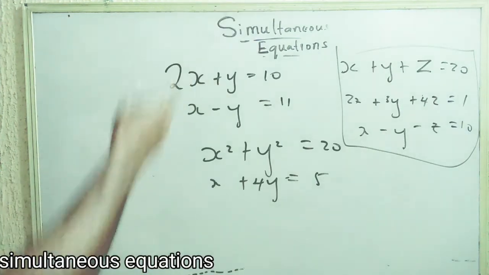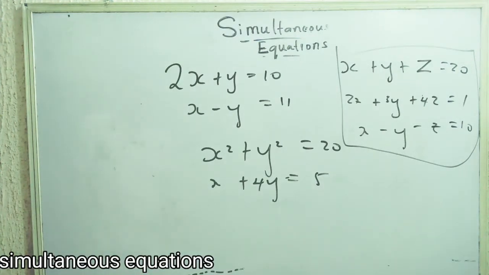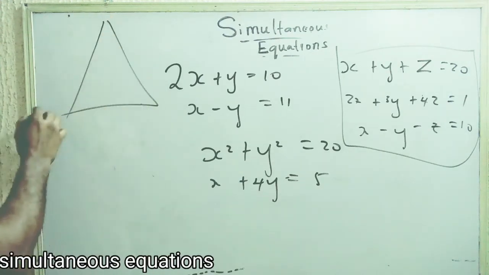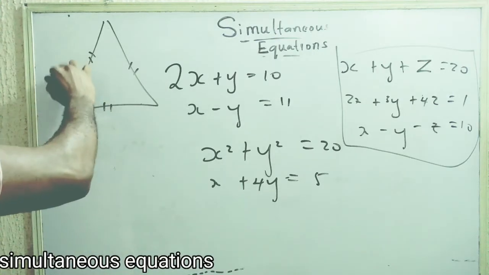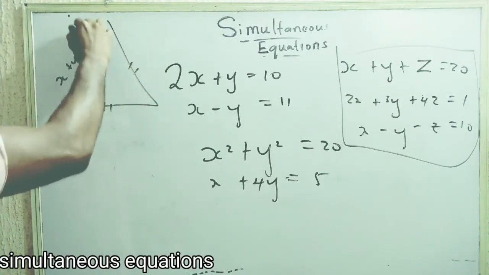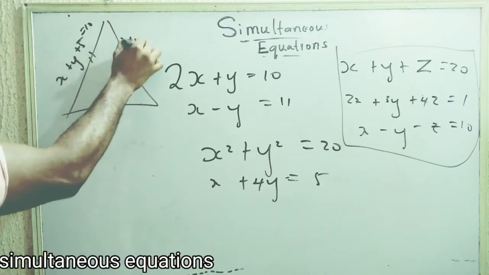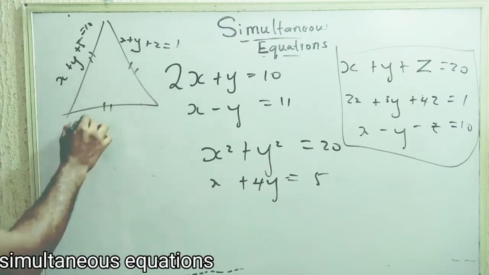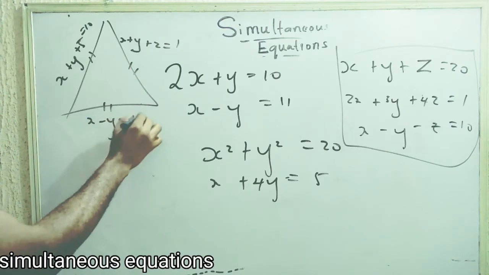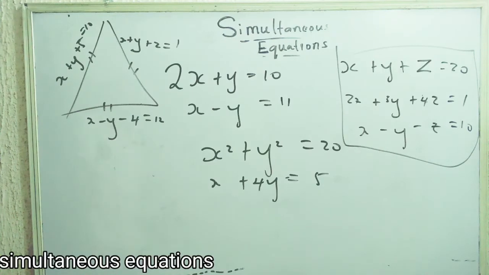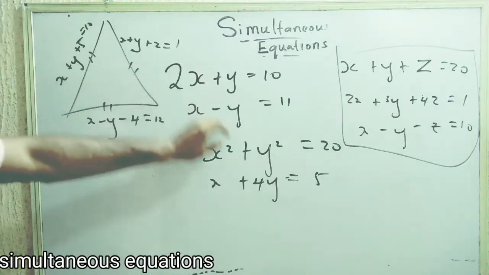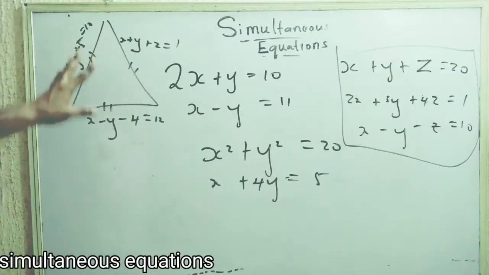Not only can they give you in this plain form, it can equally be given, let's say, in triangular form, where you have maybe an equilateral triangle in this manner. The mark here shows that all the sides are equal. It may read: x plus y plus 5 equals 10, x plus y plus 2 equals 1, x minus y minus 4 equals 12. So in this manner too, you can be given a quadratic and a linear equation. Depending on the type of question they want you to solve, it can come in this manner, this manner, this manner, or this manner.